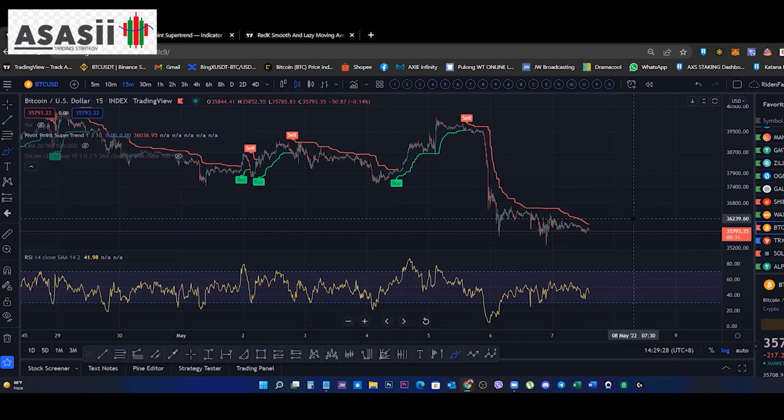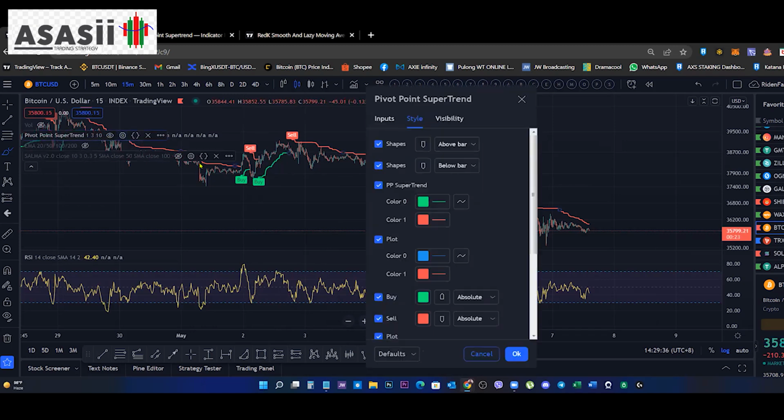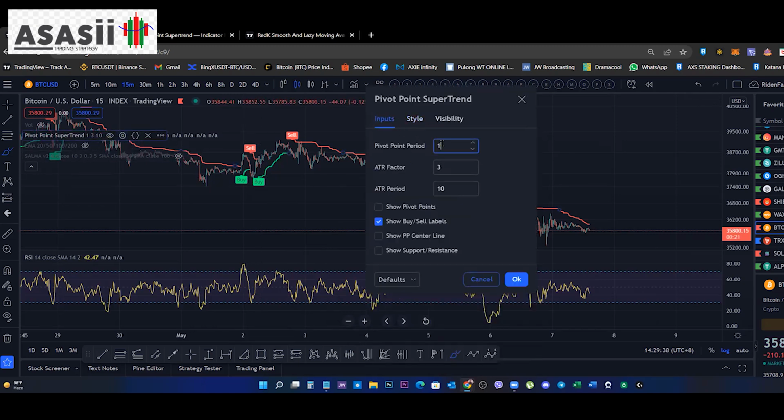Yan, that's the use of our buy and sell free indicator, the Pivot Point Supertrend. Now, the default setting will be 2 and 3: 2 for the pivot point period and 3 for the ATR factor. So you don't need to change the ATR period, but in the pivot point period, I want you to change it.